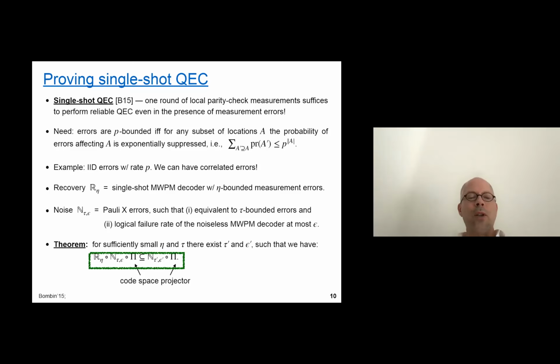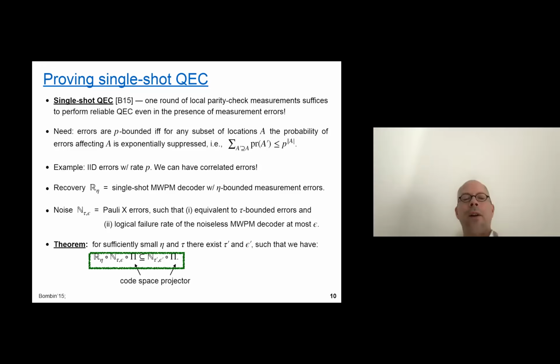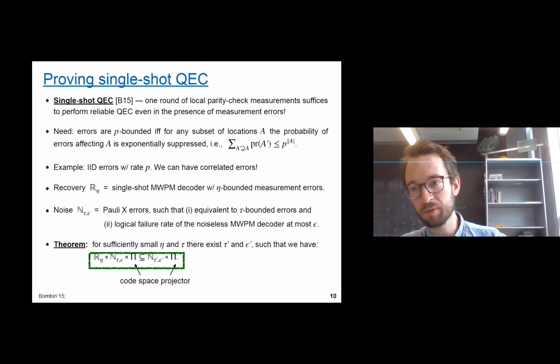Sorry, before you continue, did I miss this? How can you have correlated errors? If uncorrelated errors, then I can clearly get the logic of the argument. But otherwise, if you have arbitrary correlations, how can you ever get an exponential bound of some sort? Oh, so you can't have arbitrary correlations.